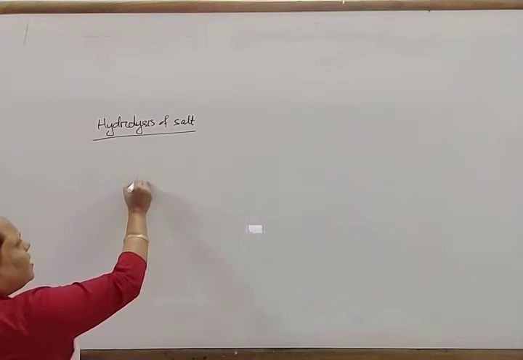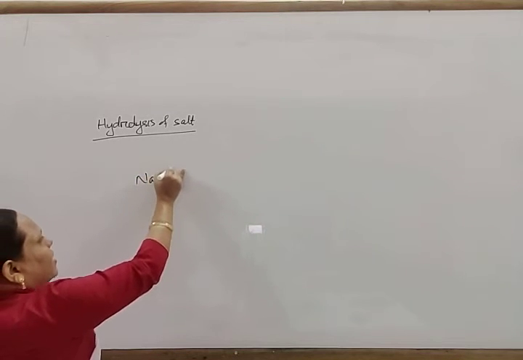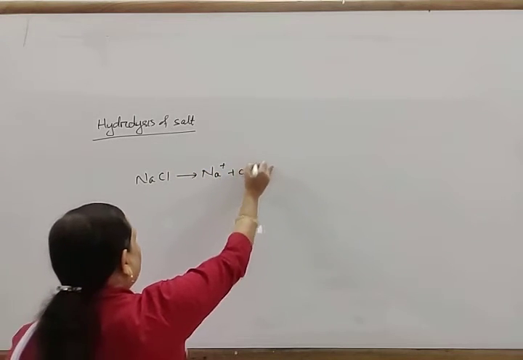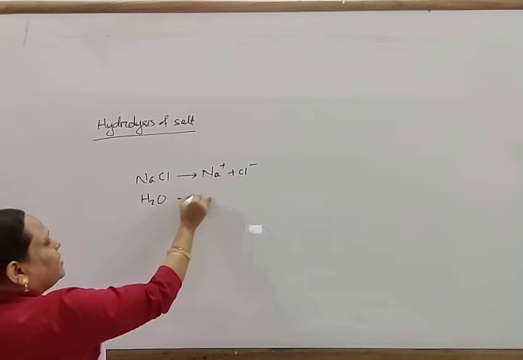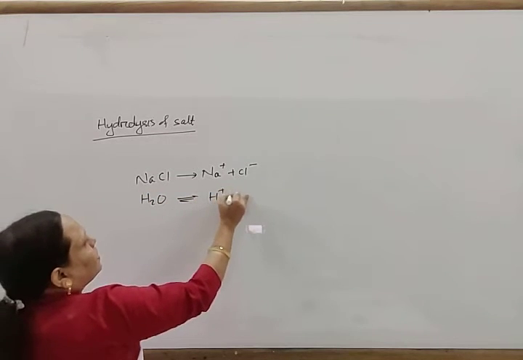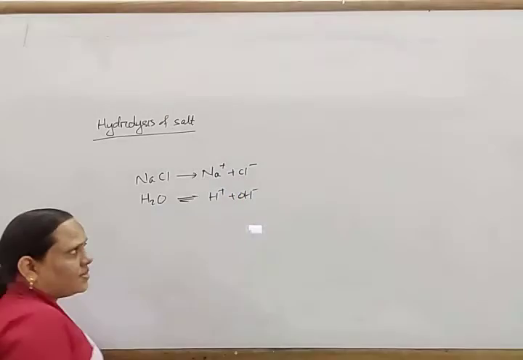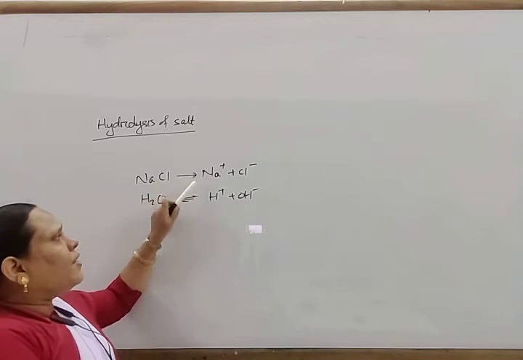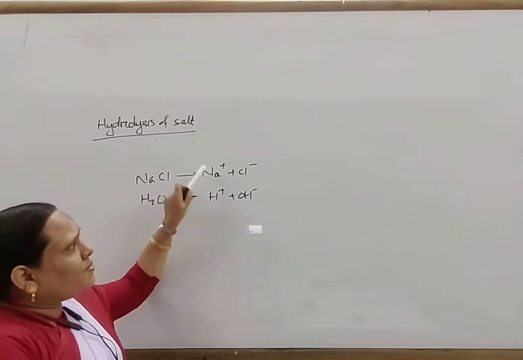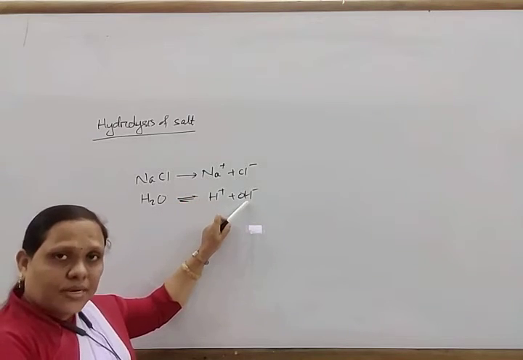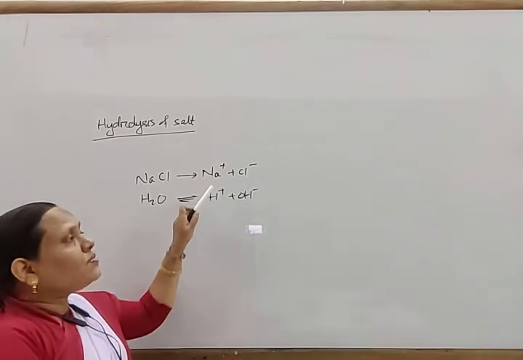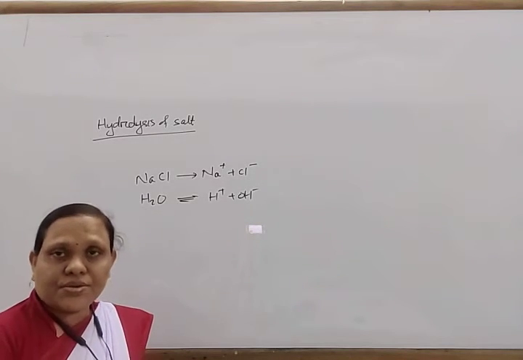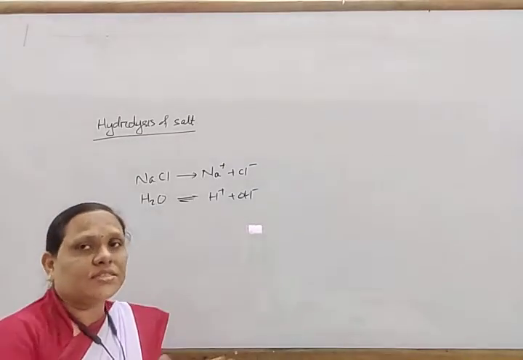Look here. Suppose sodium chloride is there. It undergoes dissociation to give Na+ and Cl-, and water also undergoes slight dissociation to give H+ and OH-. Now, salt contains two ions. If the positive charge of Na+ combines with this OH- ion, and Cl- combines with the H+ ion, and by the combination they form an acidic, basic or neutral solution, that is known as the hydrolysis of salt.